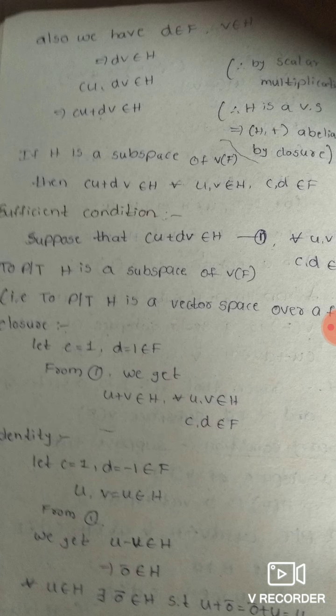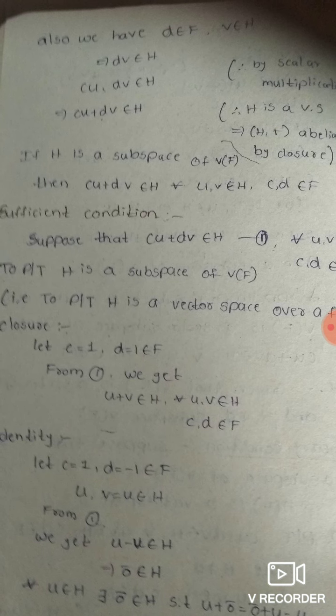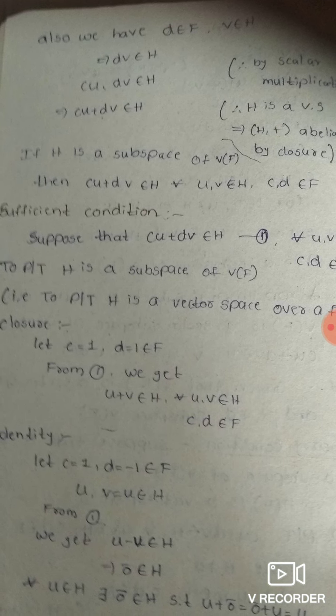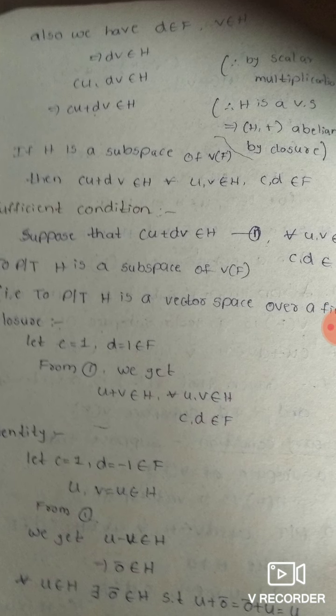First condition is over. First we take if H is a subspace of V of F, then CU plus dV belongs to H for all u, v belongs to H and c, d belongs to F. CU plus dV belongs to H, therefore for all u, v belongs to H, c, d belongs to F. First condition is over.